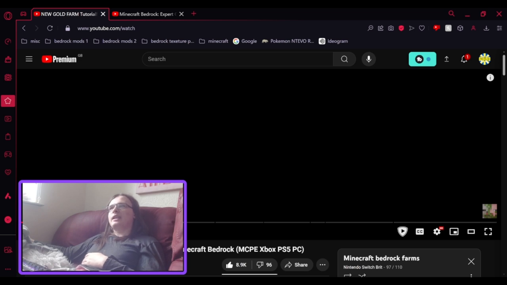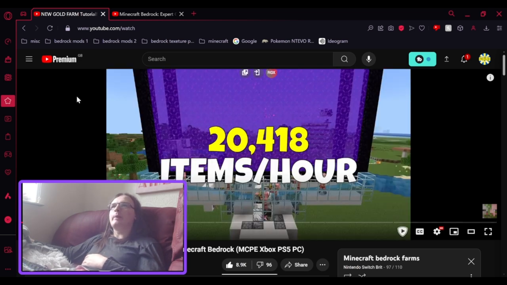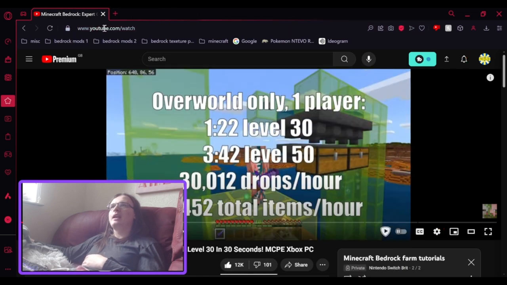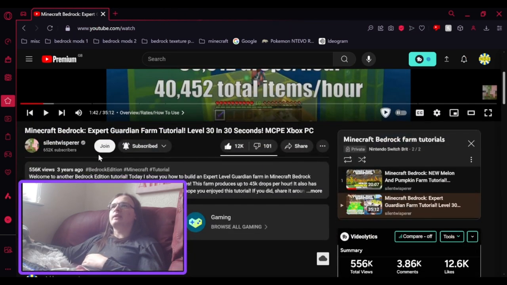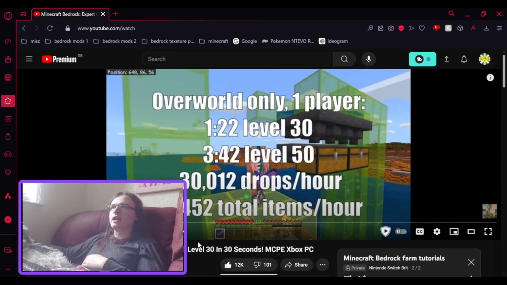But what is the most powerful essence farm in all of vanilla Minecraft? Well, that is the Silent Whisperers Expert Guardian Farm. This is quite ridiculous: you can get to level 30 in 30 seconds. And that's 30,012 prismarine shards dropped, with the rest here being fish.